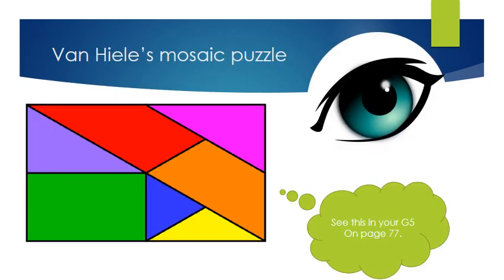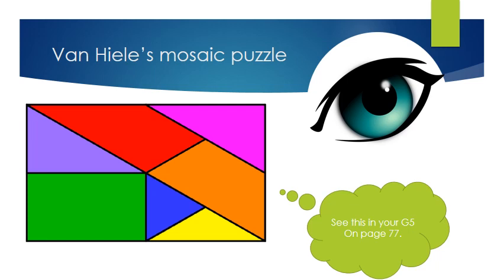In front of you is what we call the Hiele Mosaic puzzle. As you can see on the screen, this puzzle is made up of different two-dimensional shapes which all together form a rectangle. Now, to see this, you can go to your G5 book on page 77.